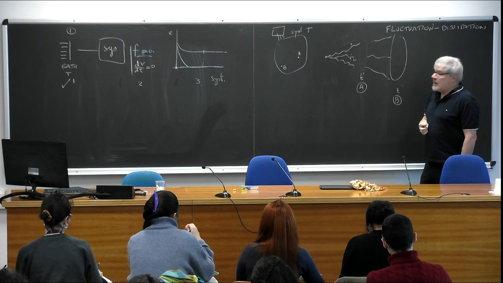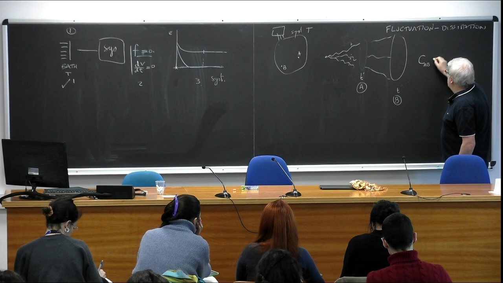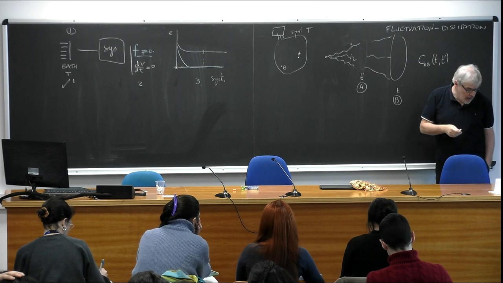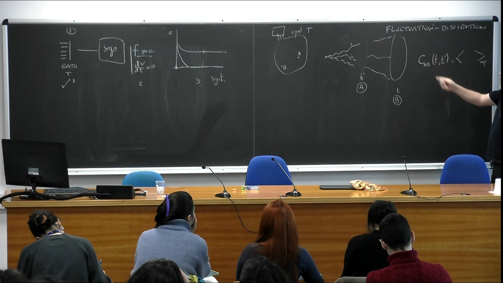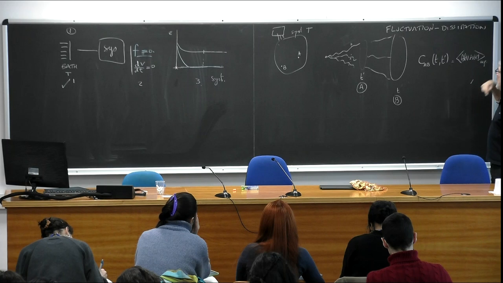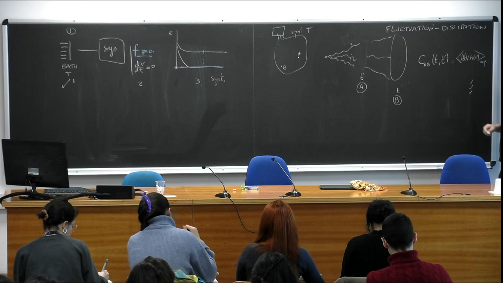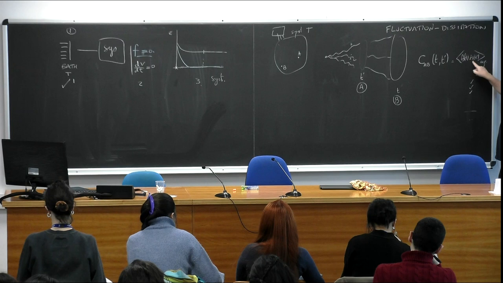So I want to measure the correlation. It's going to be C_AB(t, t'). I always put the smallest time second. I think everybody does, but I'm not sure. It is the average over all the realizations of the noise of B(t) times A(t'). So I measure this, I record the value, redo the experiment, measure again, record the value, and then I take the average. This is what is called the correlation function. It tells you how much B at time t depends on what A was at time t prime.